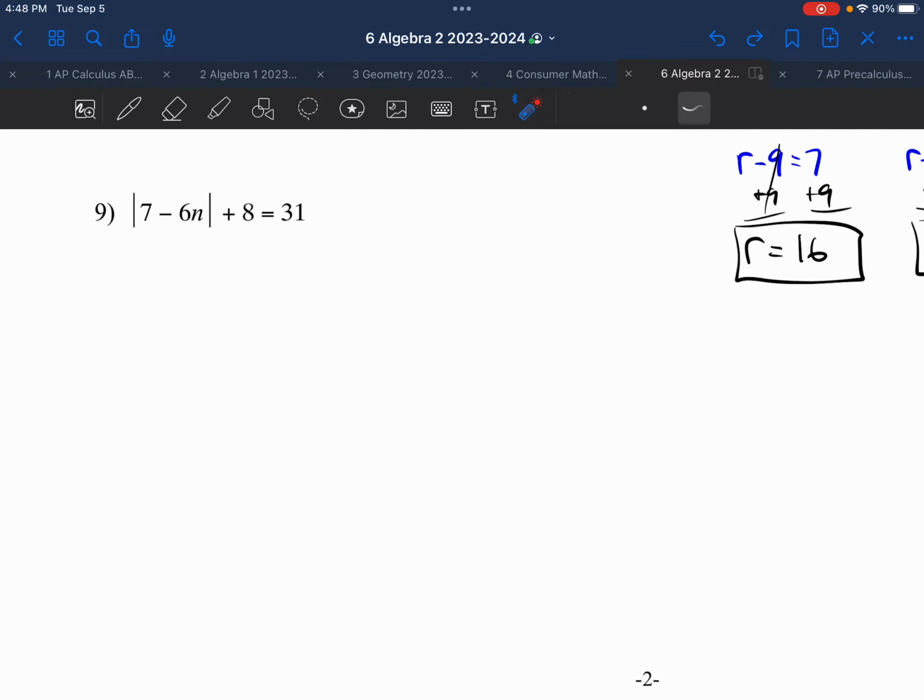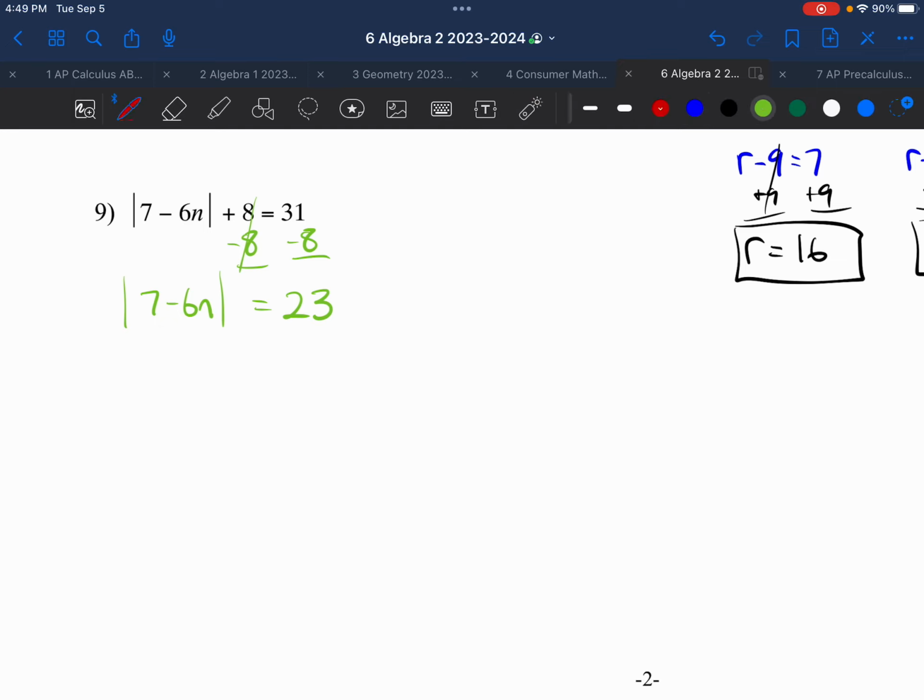So again, I need to isolate the absolute value. So I need to get rid of this plus 8. So I'm going to subtract 8, minus 8, minus 8. When I do that, the 8 is gone, leaving me with just the absolute value of 7 minus 6n. And the absolute value is equal to, what do we have here? This is going to be a 23. 23 plus 8 is 31. I think that makes sense. Yeah, okay, so 23.